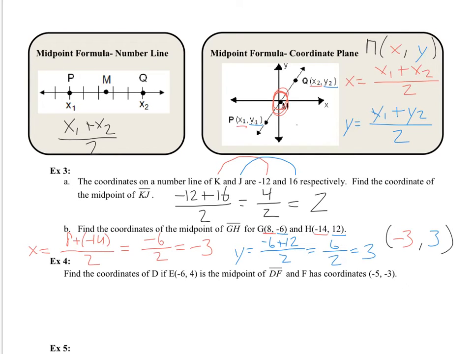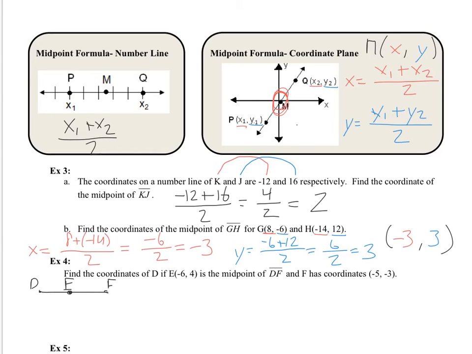call this, a midpoint. Now example 4 tells us to find the coordinates of D if E, which is mapped at the point negative 6, 4, is the midpoint of segment DF, and F has coordinates negative 5, negative 3. So this is saying that we have a segment DF. So we're going to write DF, and it has a midpoint at E.